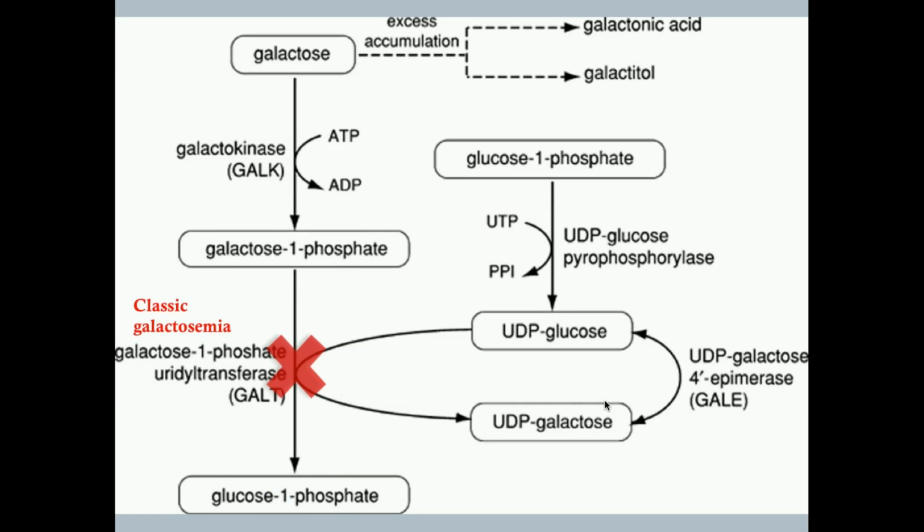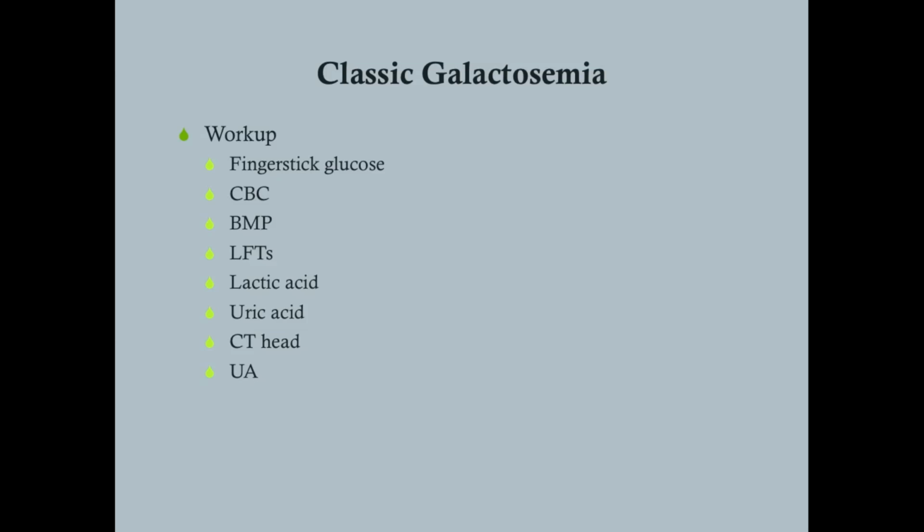Okay, so here is our enzymatic block. And our workup is going to include a finger stick glucose because they tend to be hypoglycemic and they may appear so, CBC, BMP, liver function tests because a lot of these will have hepatomegaly, lactic acid, a uric acid. You'll want to get a head CT, especially if they have bulging fontanelles or they have seizures, and you'll get a urinalysis. And how is this going to come back?